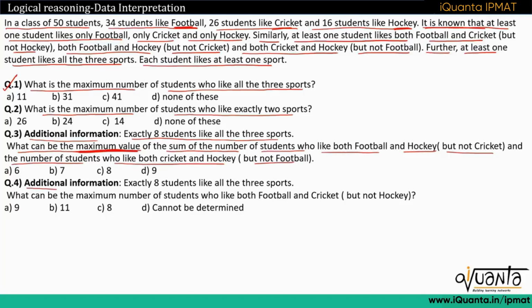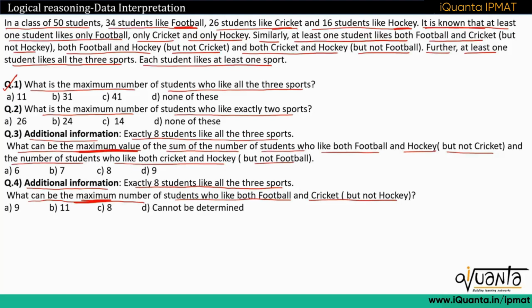Then in the fourth question also we have been given some additional information. Exactly 8 students like all three sports. What can be the maximum number of students who like both football and cricket but not hockey? Again the word maximum is over here, so this question is again on optimization. Now let us go to the next slide.